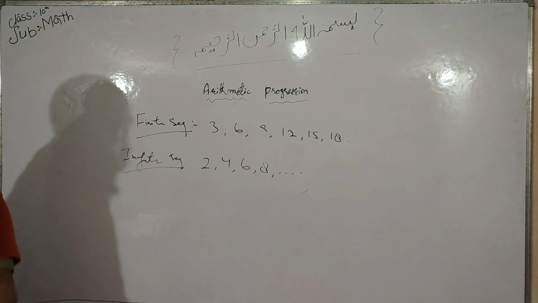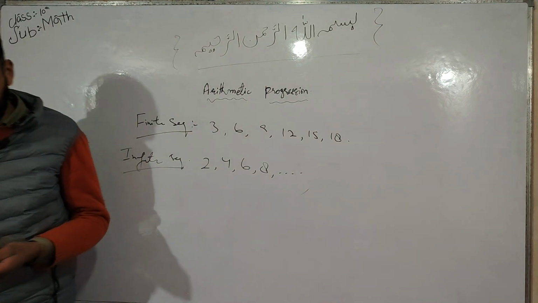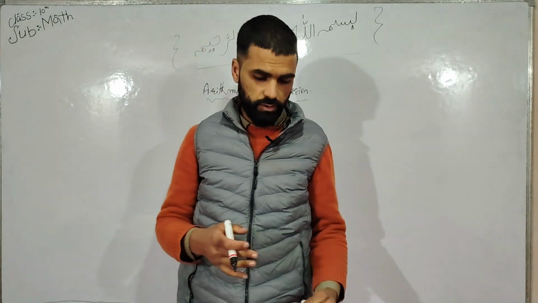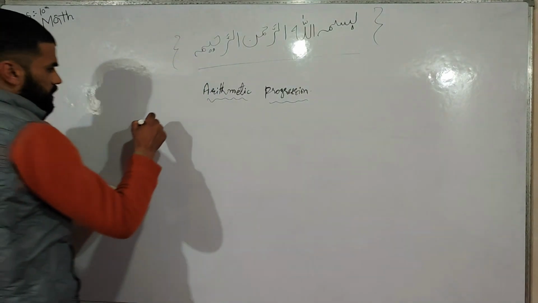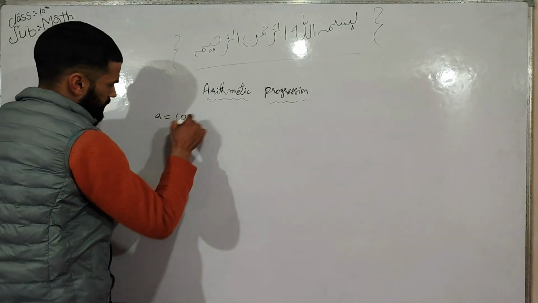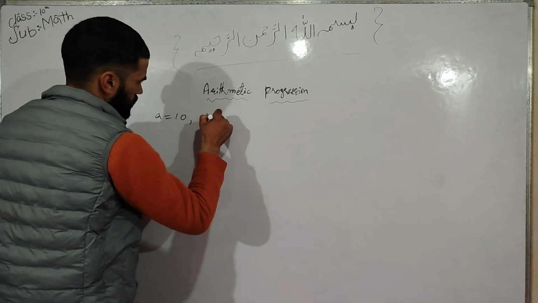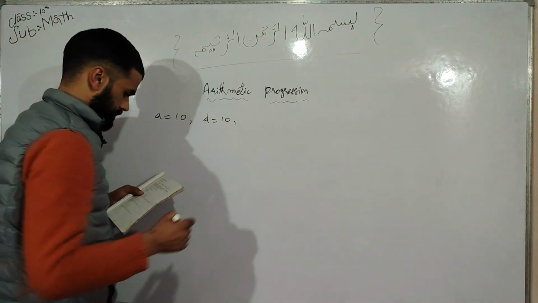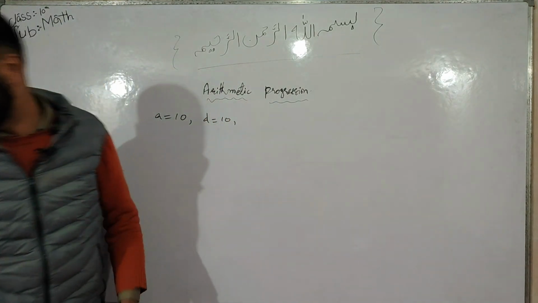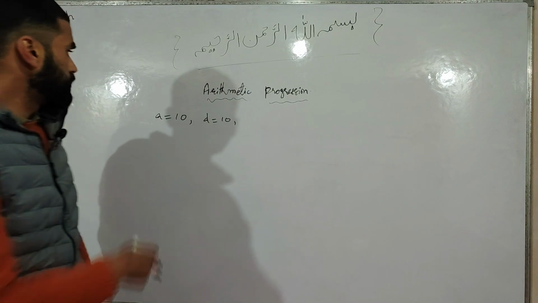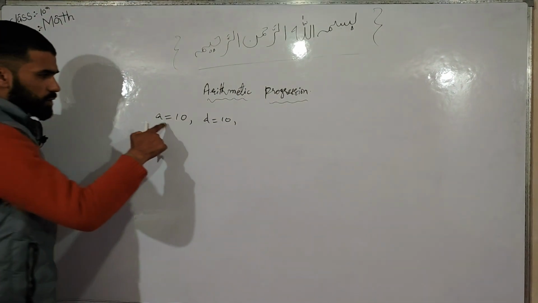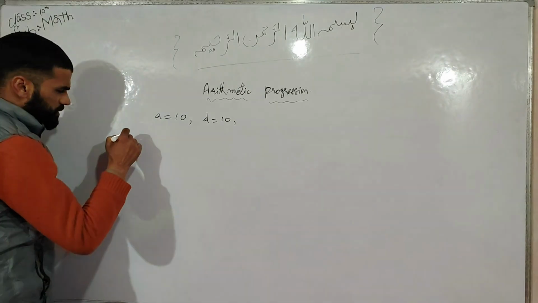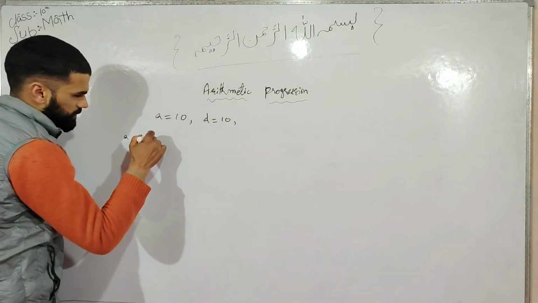Now we will discuss some important and interesting questions on this. The question is, we have to find the first 4 terms of the arithmetic progression in which a is 10 and d is 10. So we need to find the first 4 terms of this arithmetic progression. So a is 10 and d is 10. So the first term is a, and that is 10.